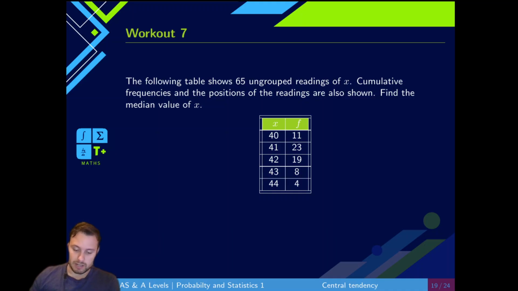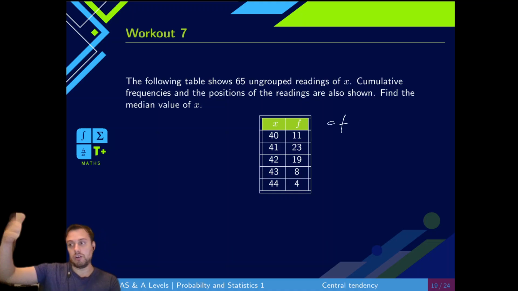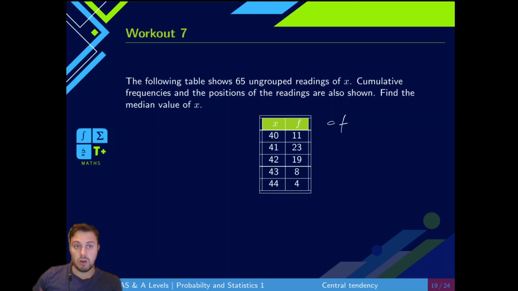Like, for example, here we have grouped readings of X. We have 40, ungrouped, we have 40, 41, 42, 43, 44, and their corresponding frequencies. So how can we work with this? We're going to work with the cumulative frequency. How does cumulative frequency work? If you don't remember, you can go back to the cumulative frequency video or to the web page.